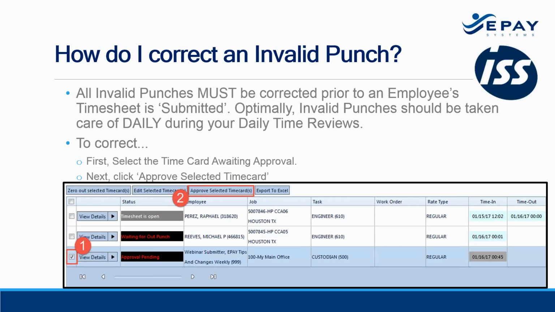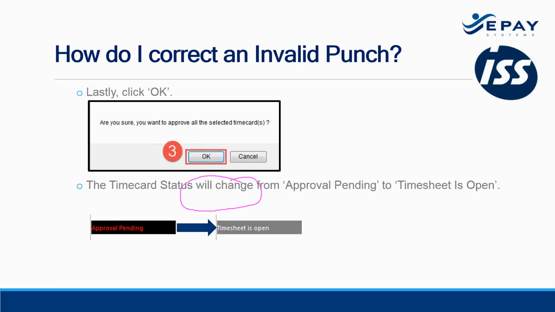Now, to correct, you're first going to go to that time card view in Blueforce, and you're going to select the time card that's awaiting approval. So essentially the ones that are marked approval pending. Once you've done that, you'll go to the top of the screen and click on Approve Selected Time Card. Approve Selected Time Card is always going to be located at the very top of that grid. Now when you click on Approve Selected Time Card, the system is going to prompt you with a nice little question.